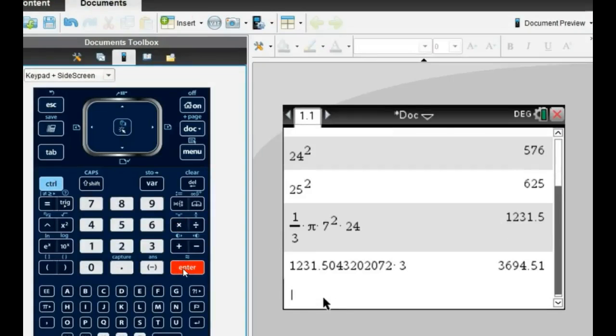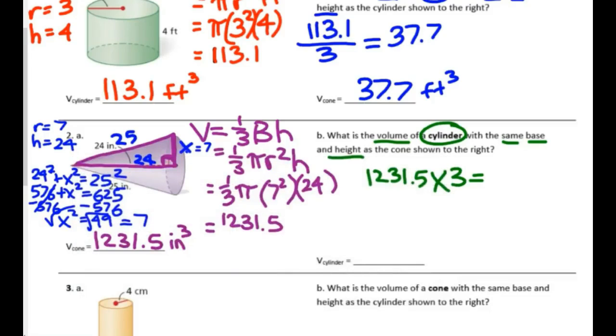So we get 3,694.51. And my units are going to be inches cubed, right? Cubic inches, however you want to say that. All right?